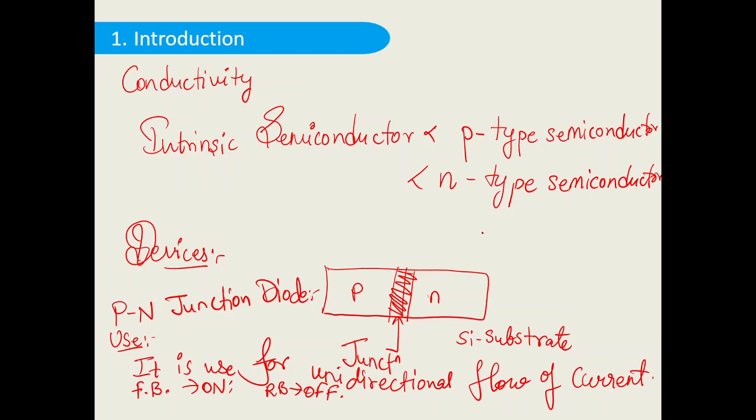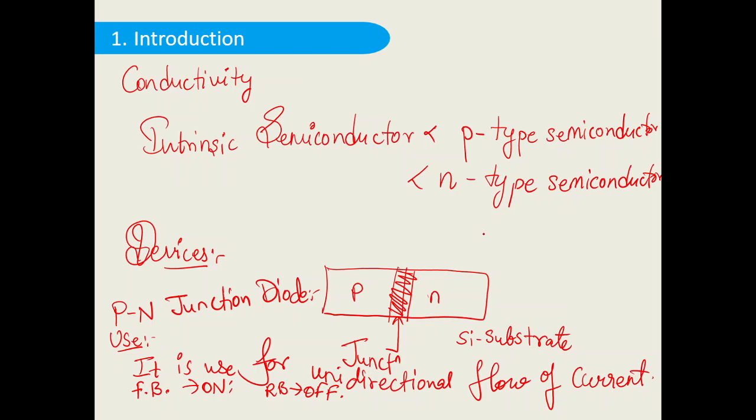Because of this on and off switching behavior, this diode can be used as a rectifier. In the rectifier circuit, this diode can be used. So what is a rectifier circuit? A rectifier circuit is an electrical circuit which is used to convert alternating current to direct current.